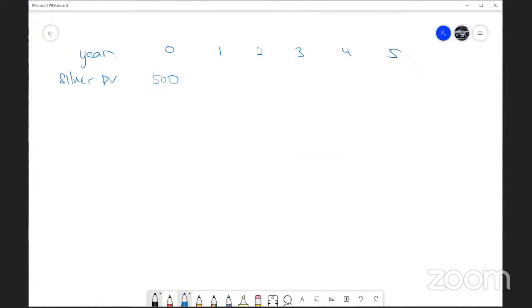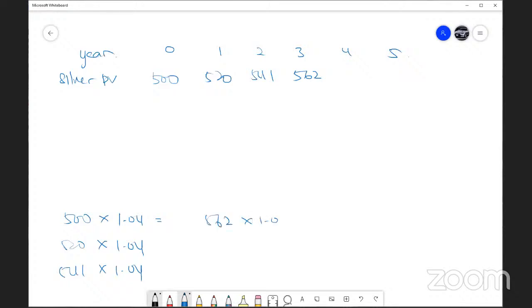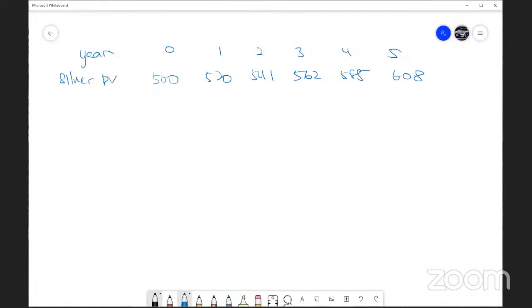To calculate year one, it is 500 multiplied by 1.04. Then you get 520. For year two, 520 times 1.04, you get 541. Year 3, 541 times 1.04, so it becomes 562. Year 4, 562 multiplied by 1.04, you get 585. And the last one, 585 multiplied by 1.04, you get 608. So this is the silver price growing from year 0 all the way to year 5.